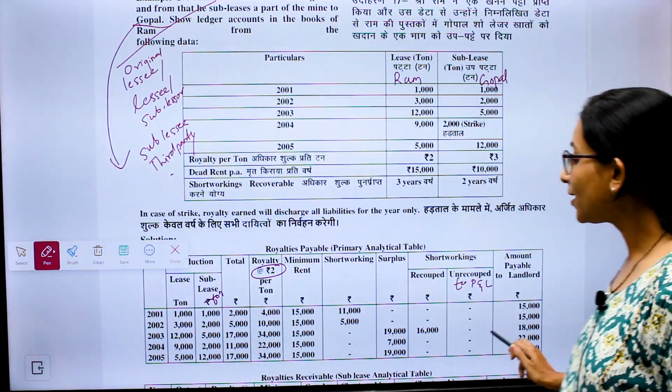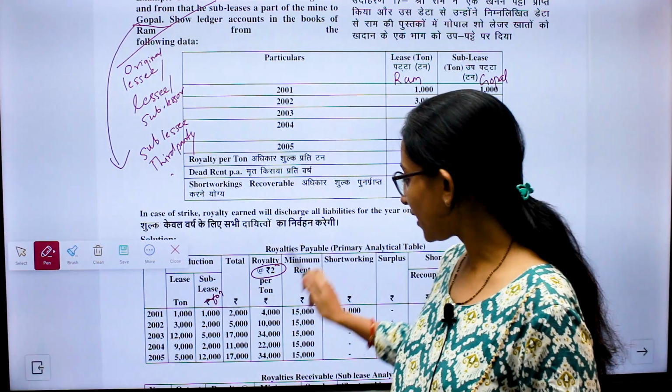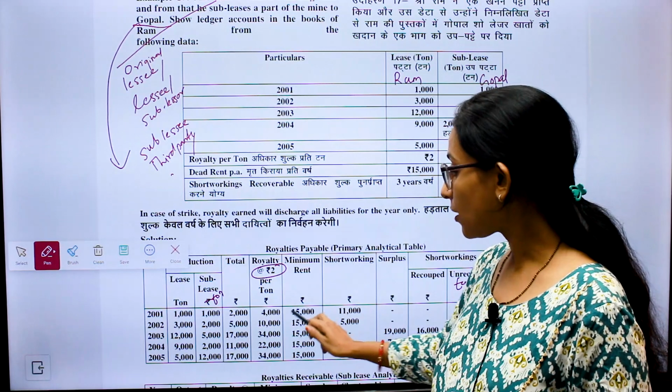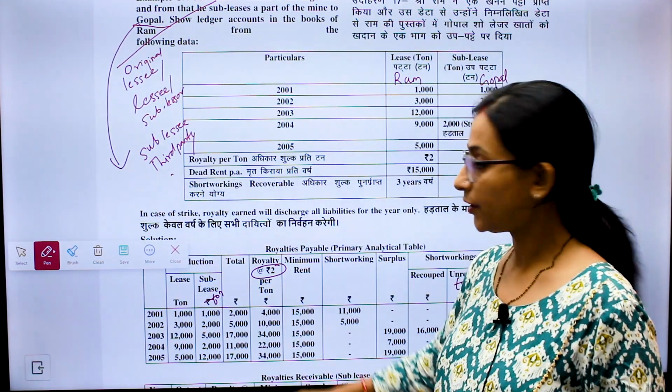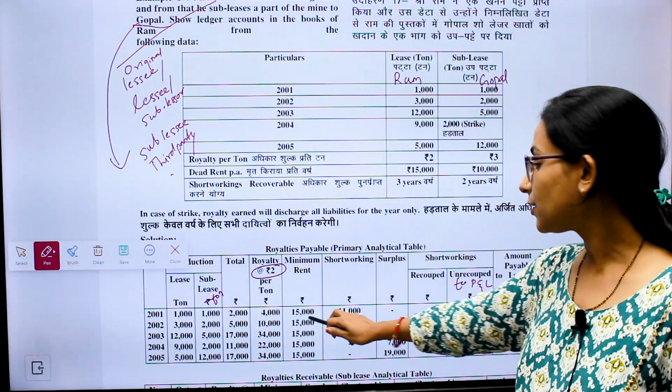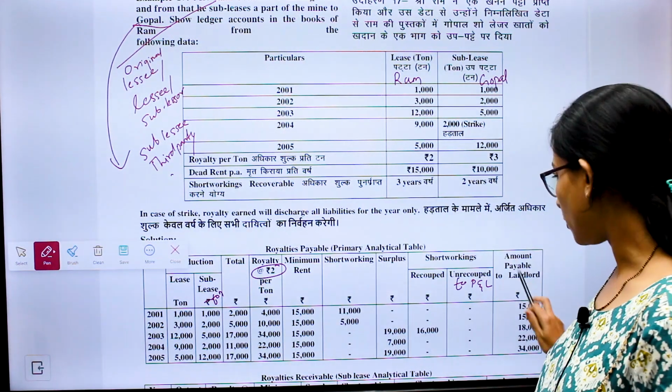And how much will we pay? The maximum of royalty amount and minimum. So 15,000 is the maximum amount in 2002. So 15,000 we are going to pay to the landlord.